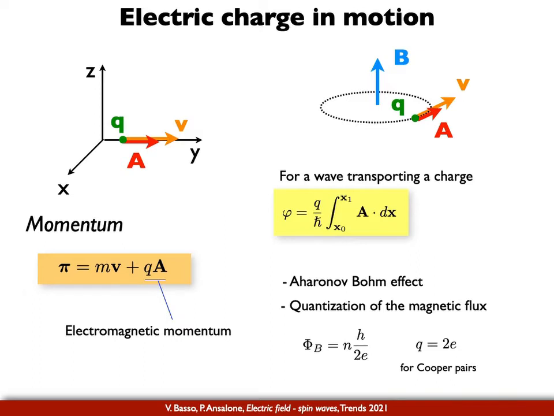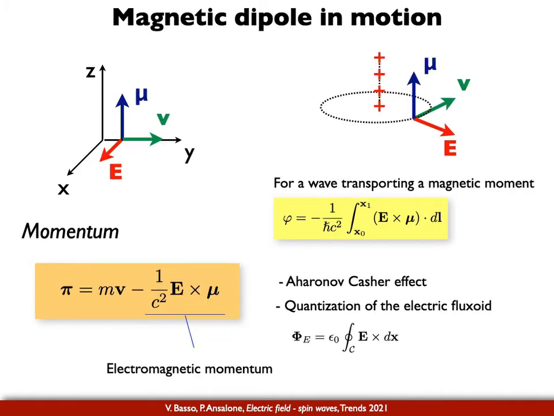So this is very interesting, but what happens if instead of the charge we put a magnetic moment? Can we do the same? Well, not exactly the same, but we can write similar expressions. Also for the motion of a magnetic moment, we will have a change of the momentum. Again, not only mass times velocity, but we have a contribution that comes from electromagnetism. And this time it's not due to the vector potential, but it's due to the electric field.